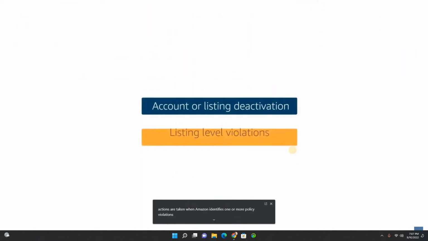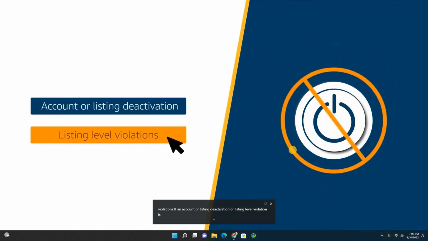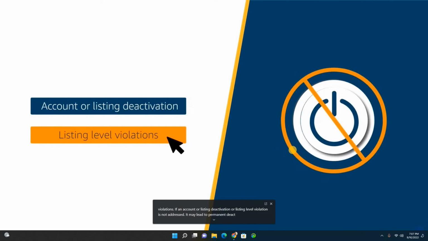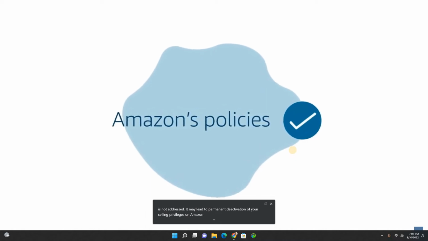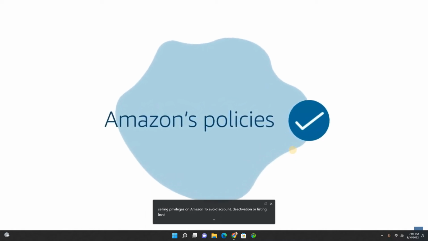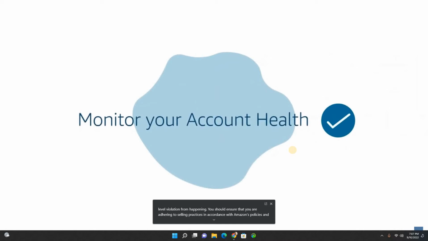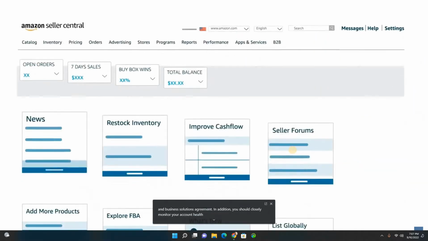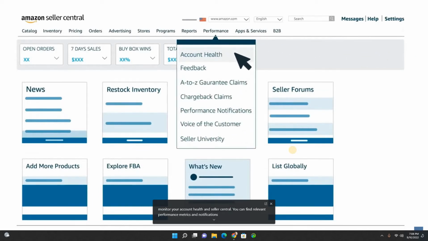If an account or listing deactivation or listing level violation is not addressed, it may lead to permanent deactivation of your selling privileges on Amazon. To avoid account deactivation or listing level violation from happening, you should ensure that you are adhering to selling practices in accordance with Amazon's policies and Business Solutions Agreement. In addition, you should closely monitor your account health in Seller Central. You can find relevant performance metrics and notifications for account deactivations and listing level violations under the Performance tab in Seller Central in the Account Health section.